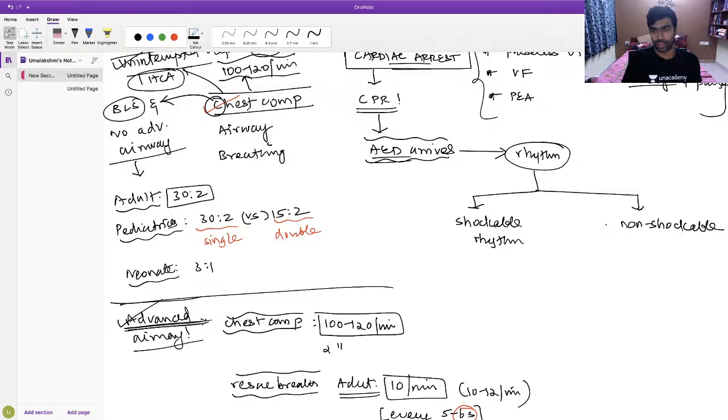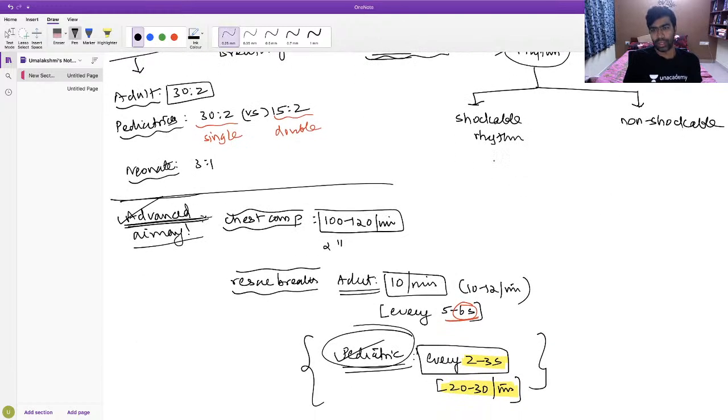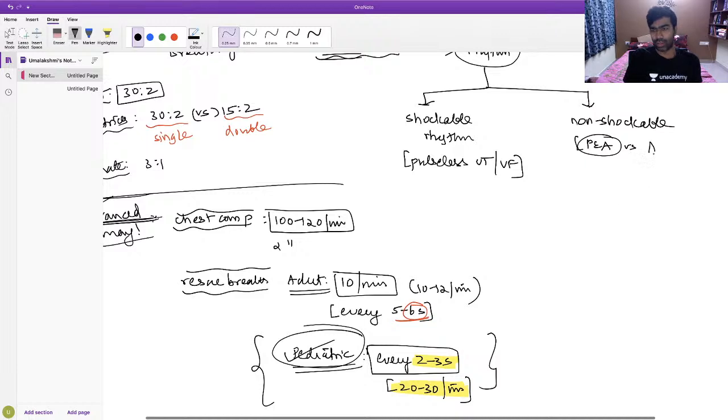Non-shockable rhythm. So these are 2 things that we have to know. As far as the shockable rhythm is concerned, there are only 2 things that are basically shockable. One is pulseless VT and the other is ventricular fibrillation. And there are a lot of other things that are non-shockable, like pulseless electrical activity, including bradycardia without a pulse, or even asystole. Asystole means a flat line. Pulseless electrical activity means any other rhythm without a pulse. So this is a non-shockable rhythm where you cannot deliver a shock.